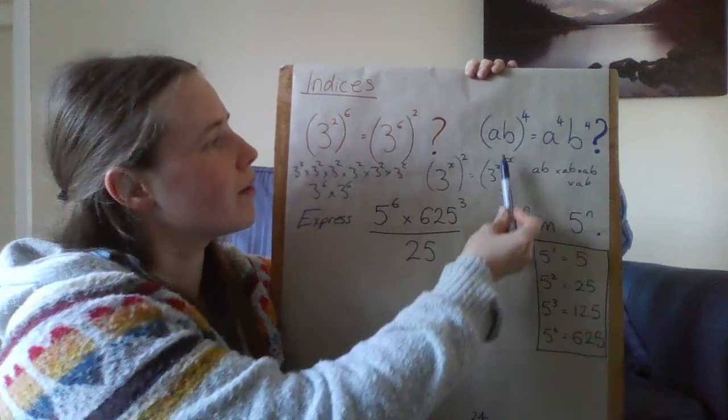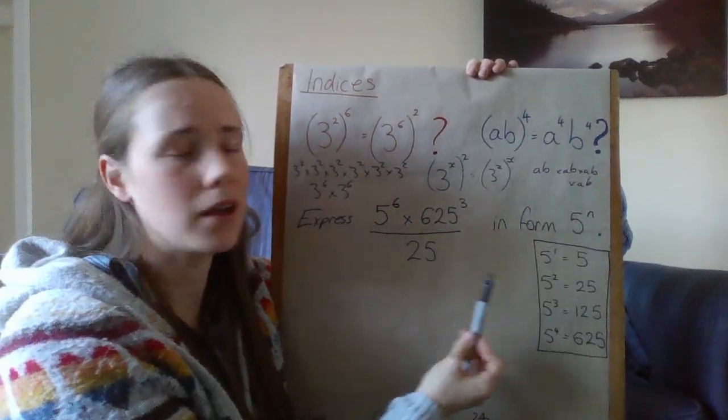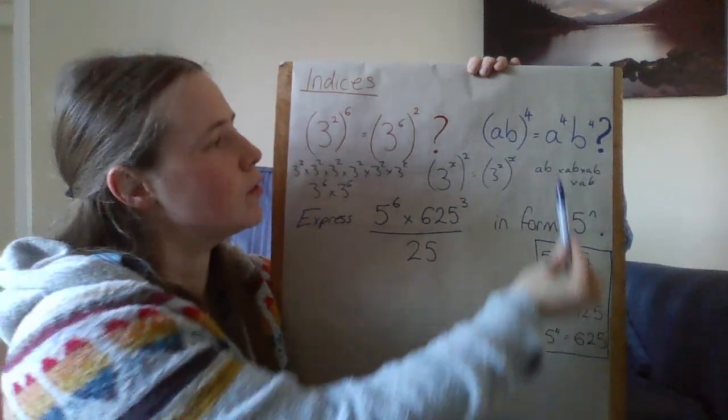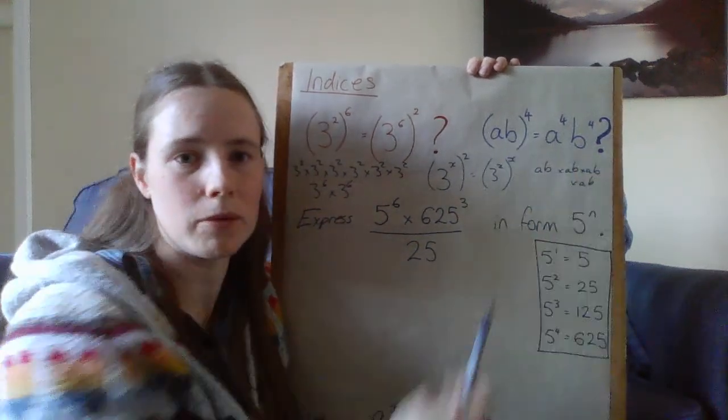So that means if you have any two things raised to a power, you can break them up like this, which is really useful, and vice versa. If you've got two things to the same power, you can put them together in a bracket.